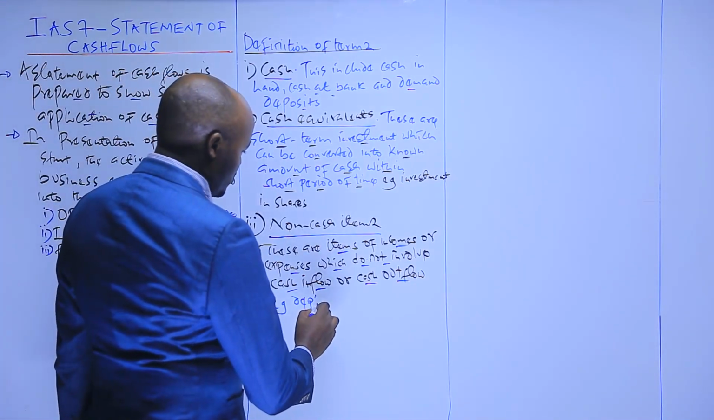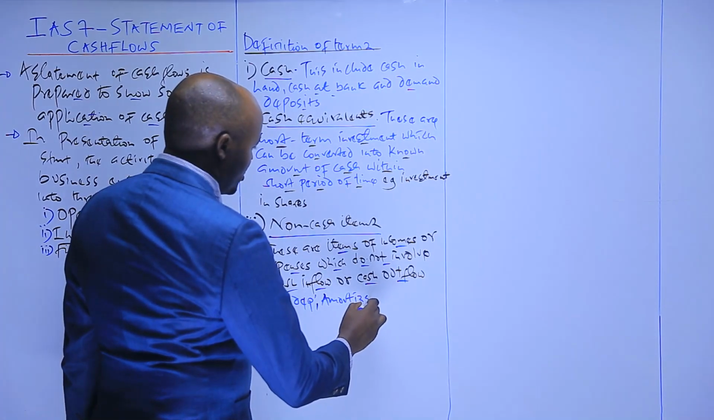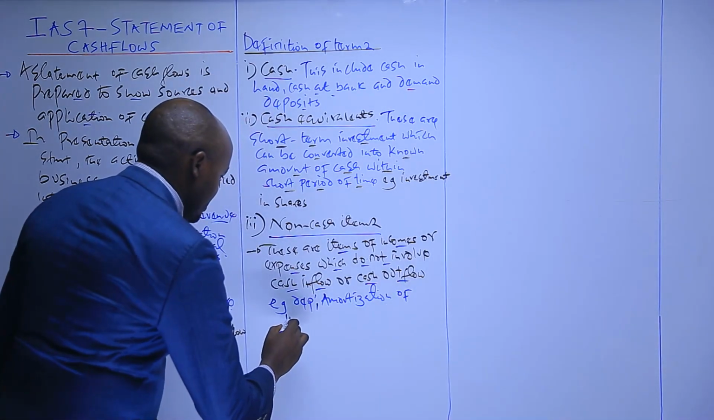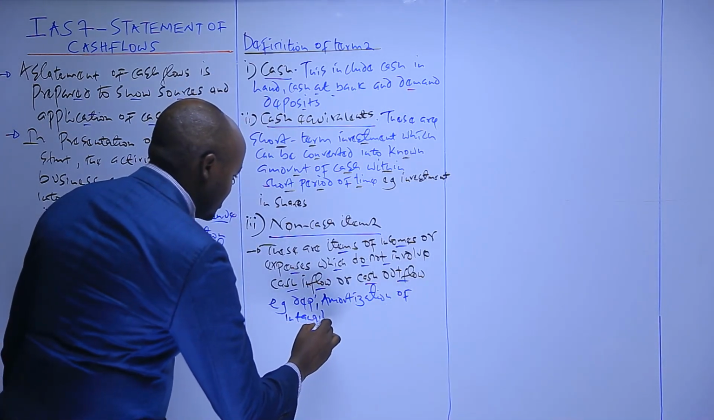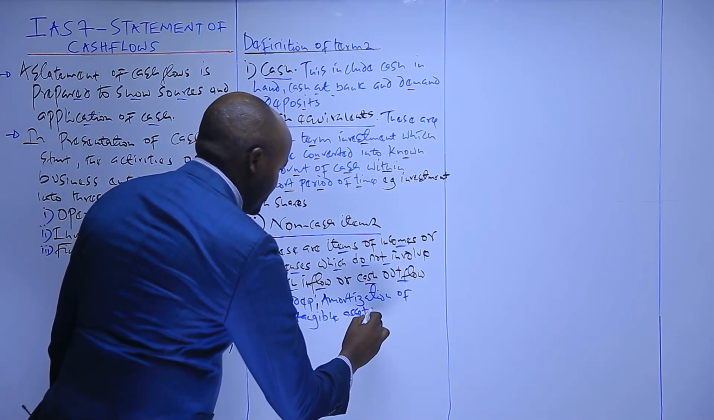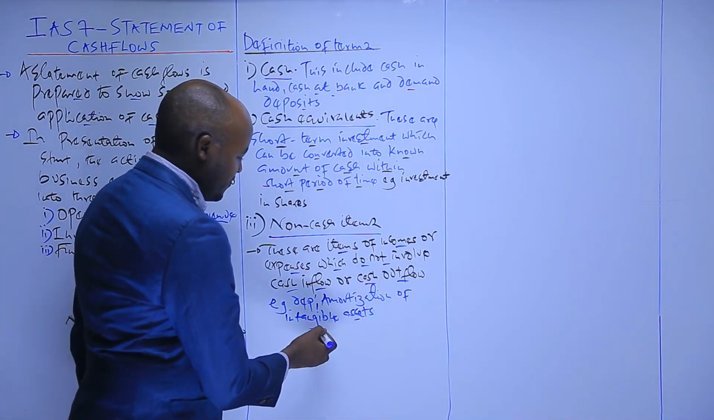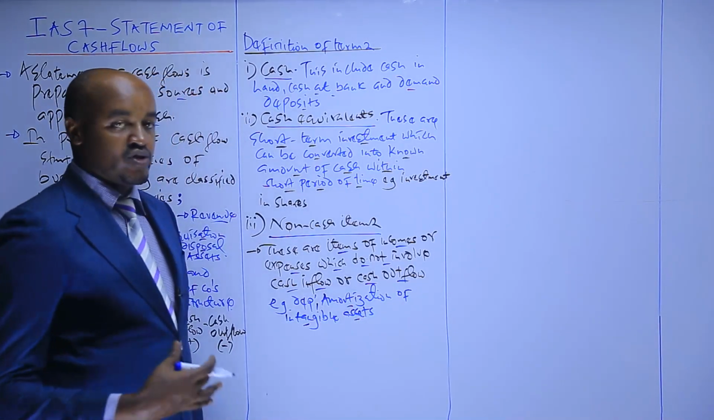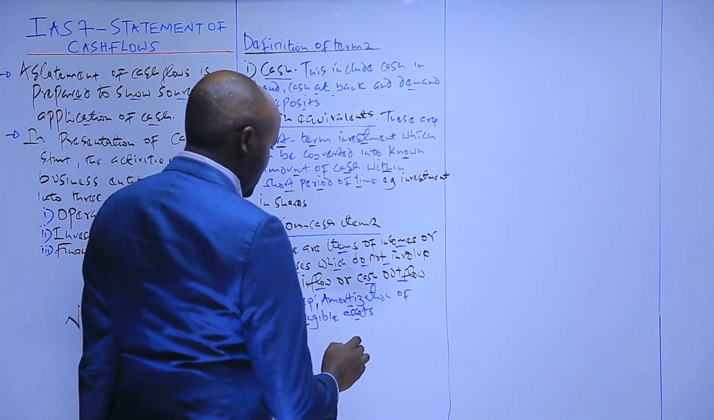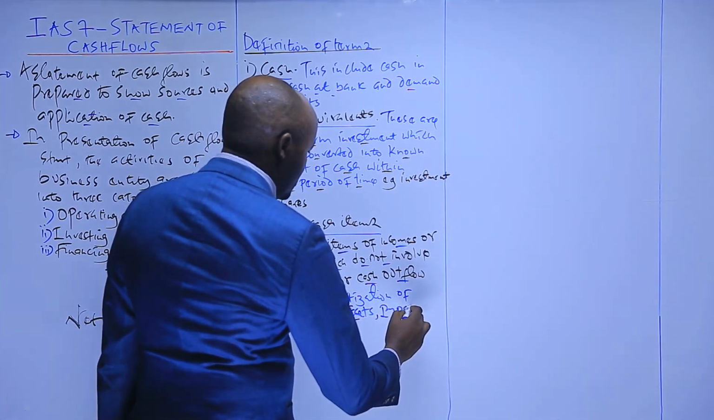Another good example is what we refer to as amortization of intangible assets. This is the amount of intangible asset which has been written off. So this is equivalent to depreciation, accounted for as an expense, but this does not involve any cash outflow.